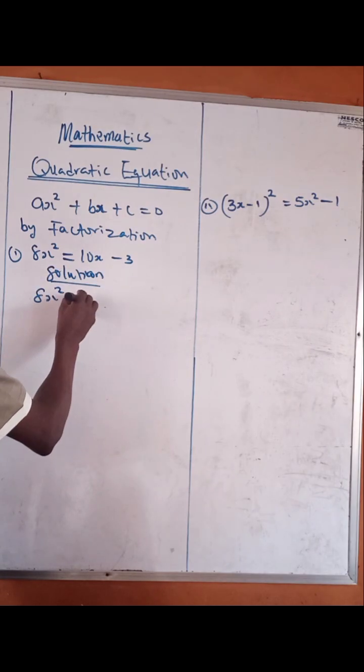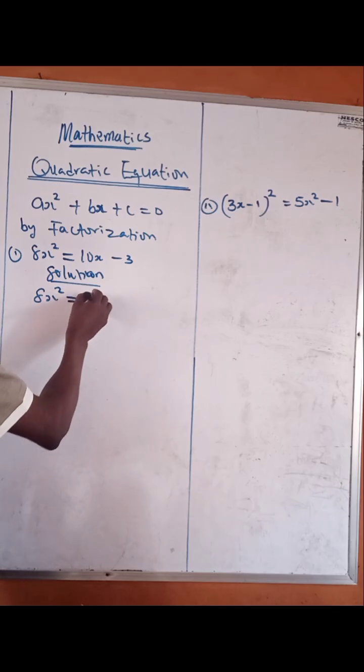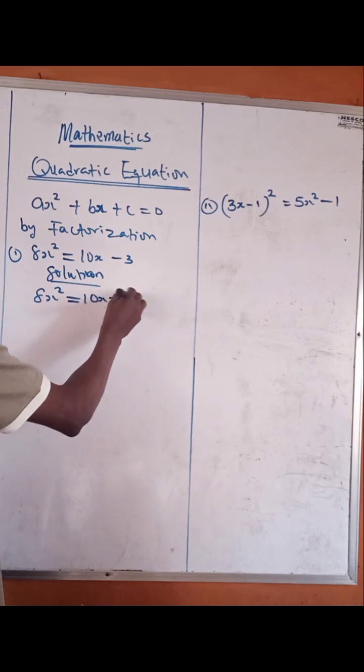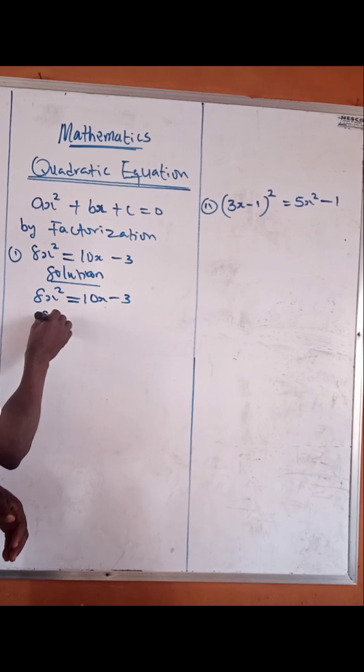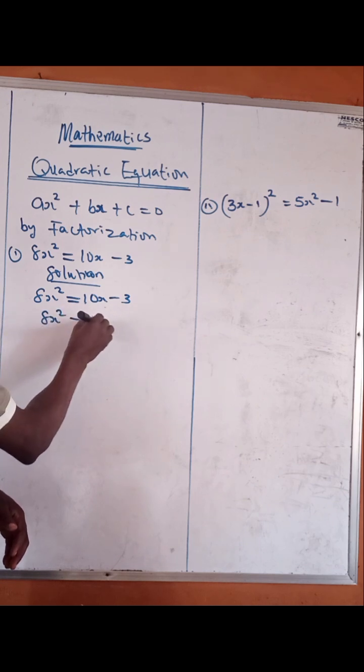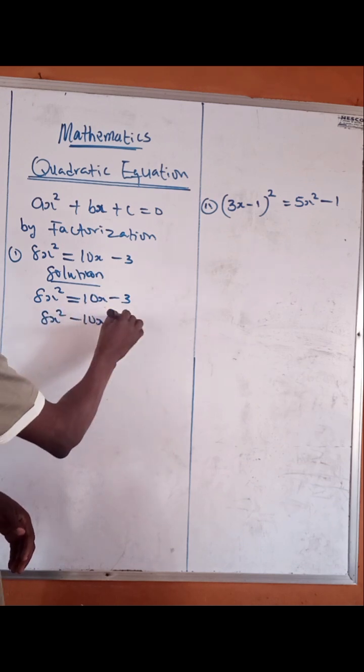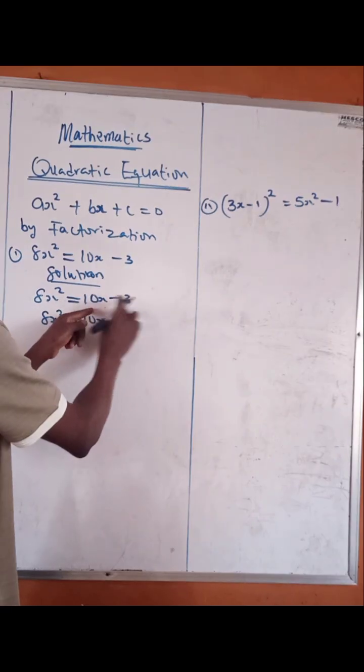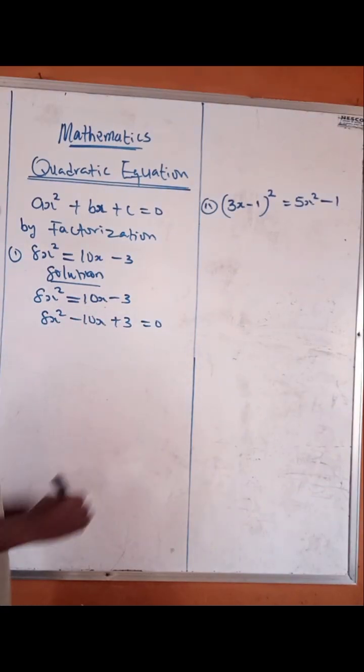8x² equal to 10x minus 3. So let's move. We have 8x² minus 10x. When you move this one, it becomes plus 3. You know there won't be anything here, so you equate it to 0.